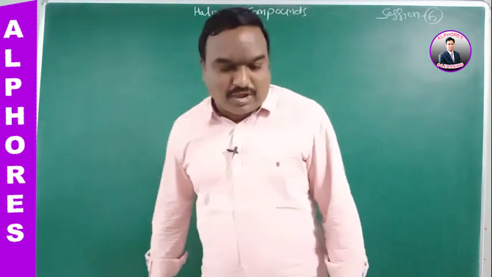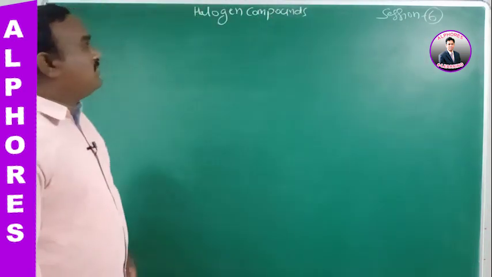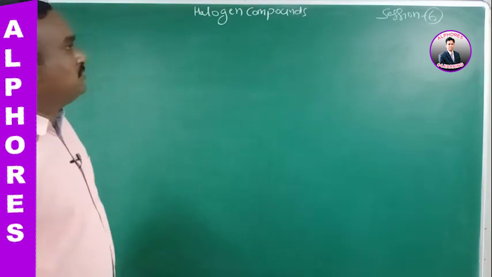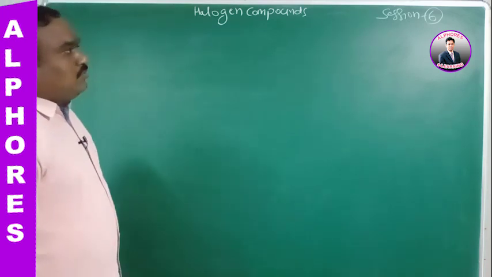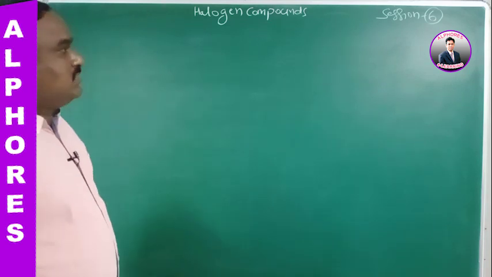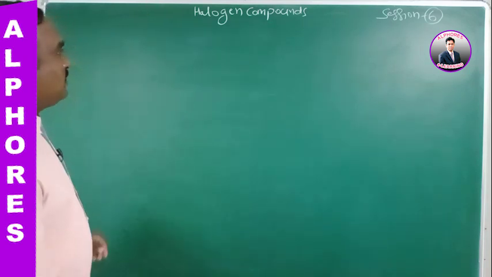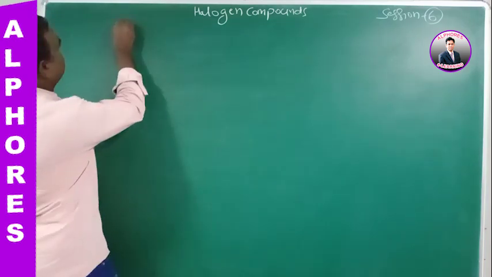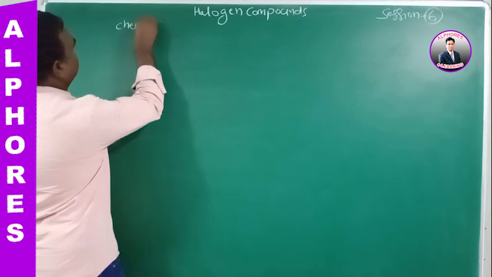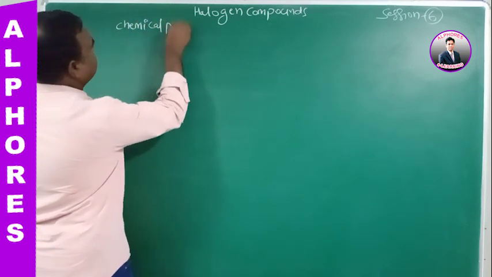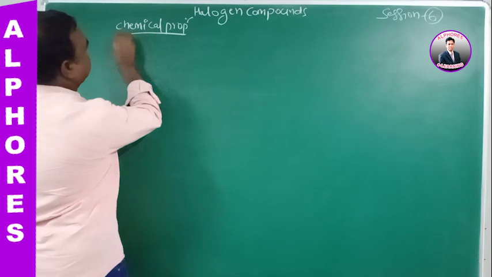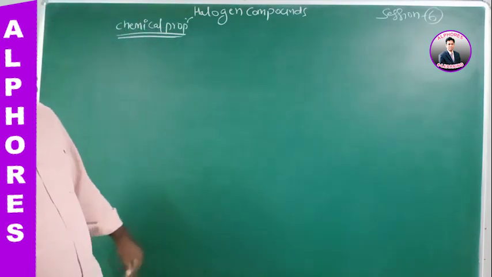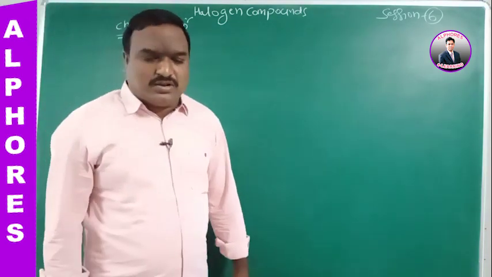So yesterday we completed the physical properties of halogen compounds. Now we will start chemical properties in session 6. Chemical properties of halogen compounds. How can you explain the chemical properties of halogen compounds?